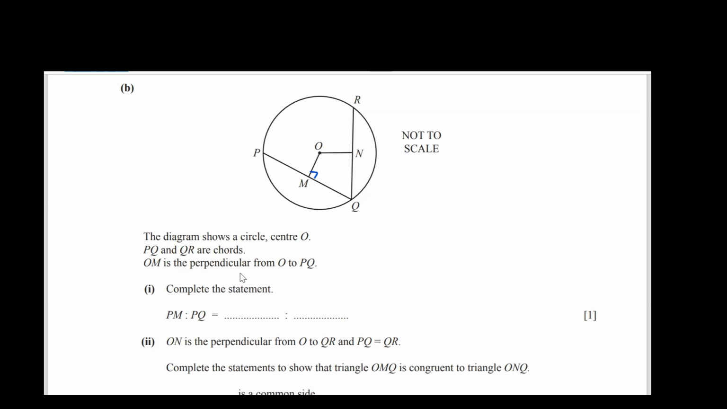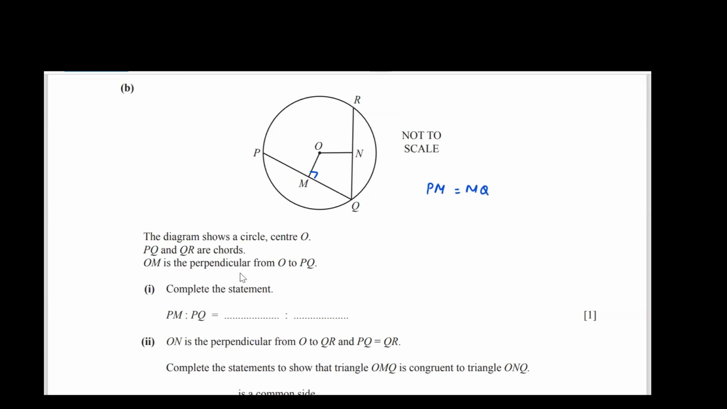Complete the statement. PM is to PQ. So PM is to PQ. Now, we have studied that from the center, if I am drawing a perpendicular line to a chord, the perpendicular line will bisect the chord. Or we can say that this perpendicular line will divide the chord into two equal parts. So PM we know is equal to MQ.